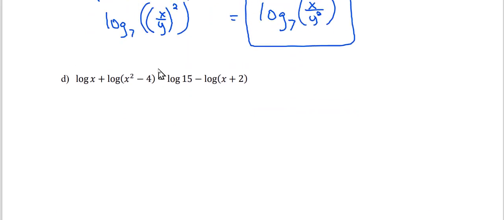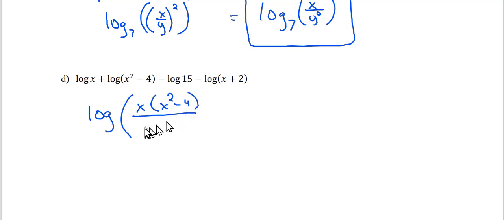Okay, one more here. I am going to take this, they're all the same base 10, and condense this into a single log in one step. Whoa, is that too much? Let's talk about how I did that. Positive log of x plus log of x squared minus 4. Both positive coefficients there on the logs. Those went into the numerator. These two are both negative. They go into the denominator.